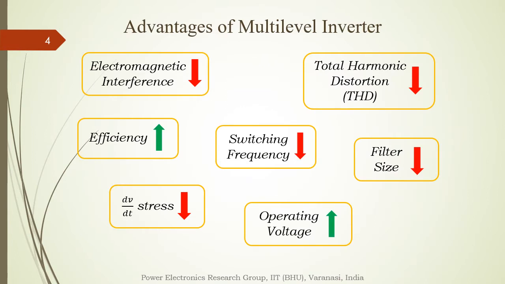What are the advantages of MLIs? They generate low electromagnetic interference, and the THD, total harmonic distortion, of the overall structure is reduced due to the staircase waveform. Efficiency is high, switching frequency is low, and filter size is reduced because the harmonics are reduced due to the average sinusoidal output voltage. The voltage stress is reduced, and the operating voltage for MLIs will also be high.